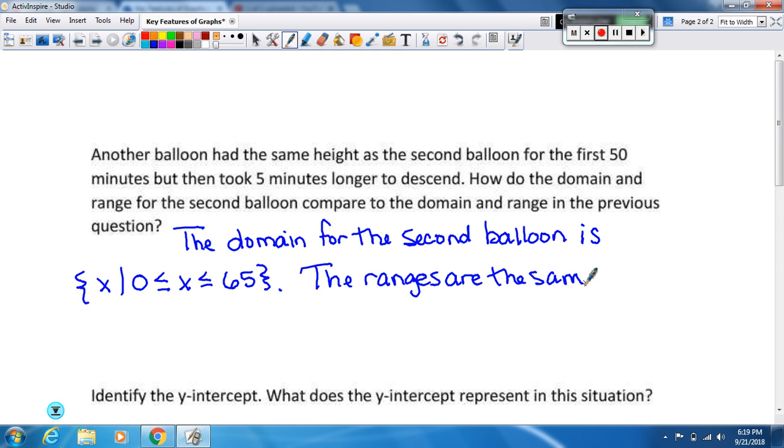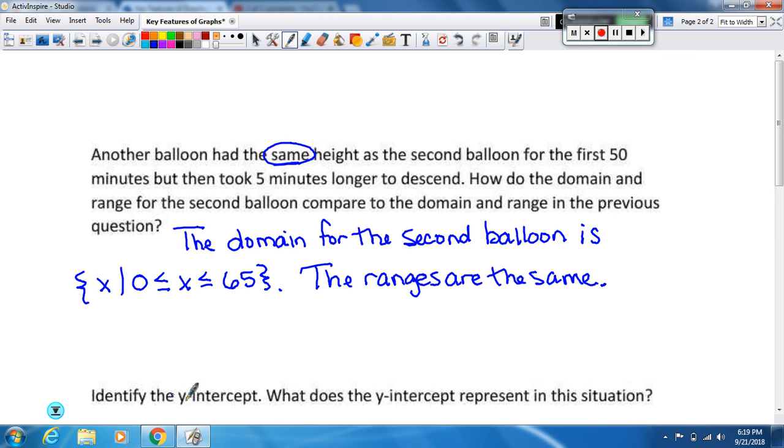The ranges are the same because neither balloon went higher than the other. It doesn't say anything about one balloon going higher. It says same height. So since the height is on the y-axis and it's the same height, the ranges are going to stay the same. They're not changing. The only thing that's changing is the domain.